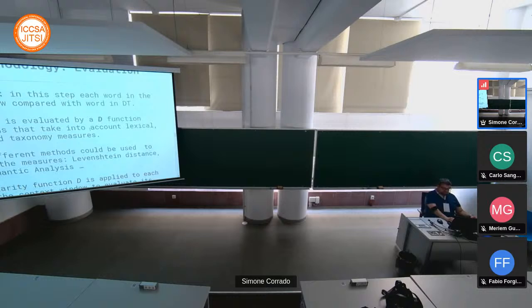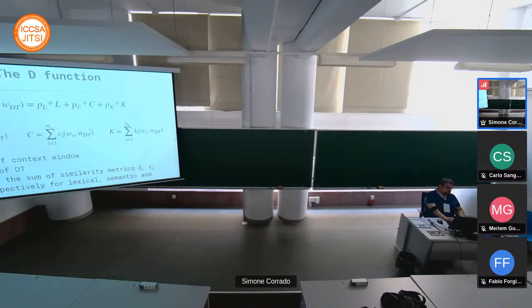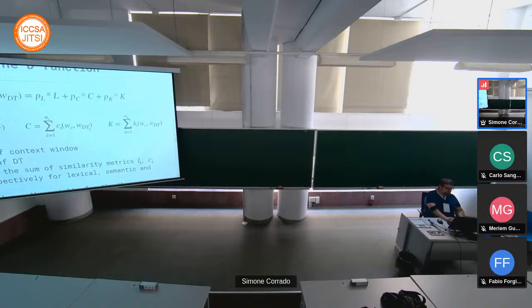Then the similarity function is applied to each word in the context window, and evaluates its similarity to the words of the domain taxonomy. You can find more details about this step in the journal article, because this is a little bit tricky. The important thing is the definition of the function, which has two arguments: the word of the context window, WC, and the word of the domain taxonomy. That is the argument list of the distance function that we defined.